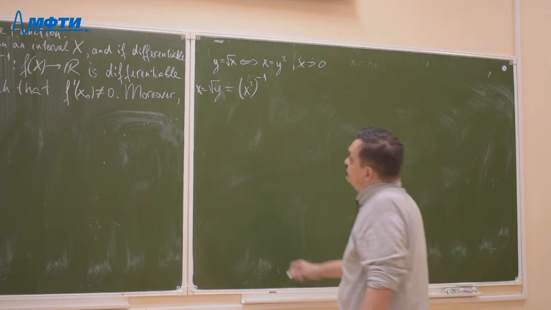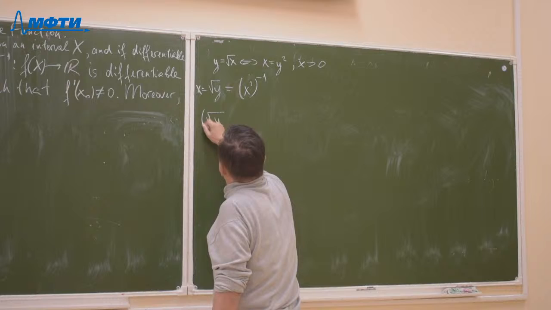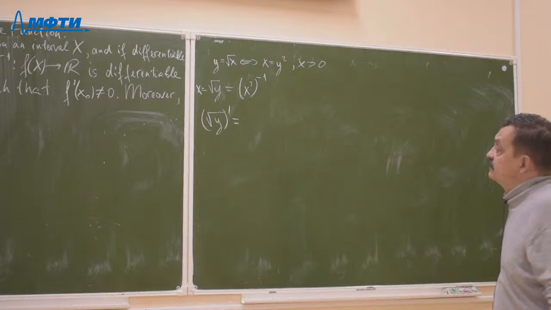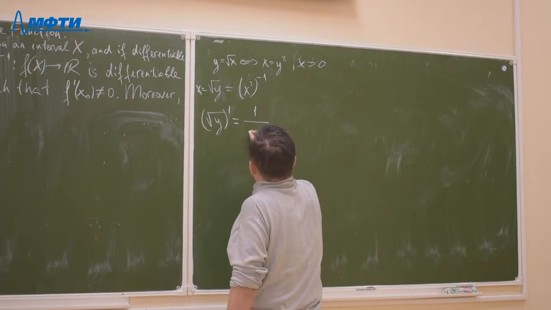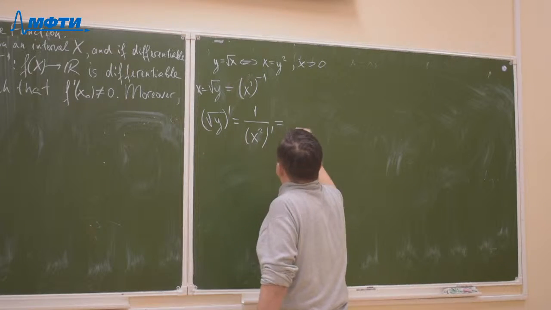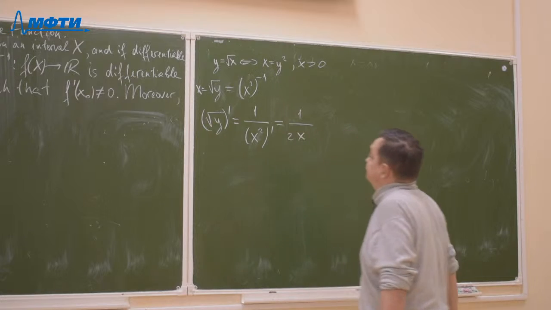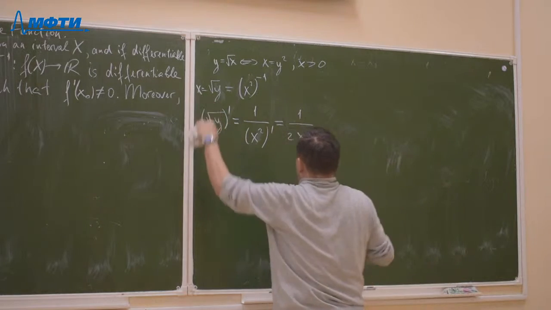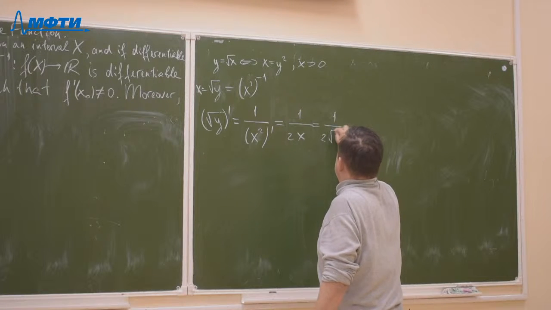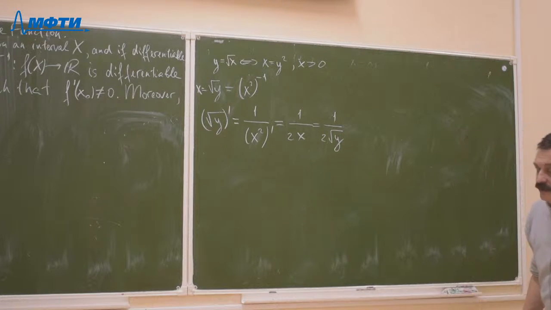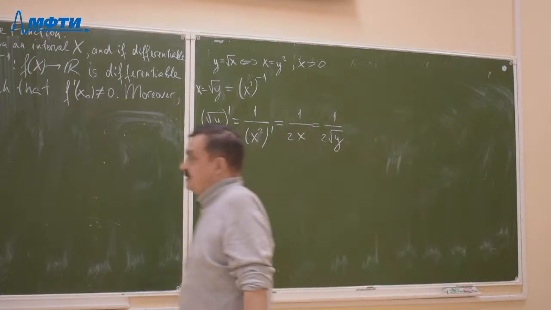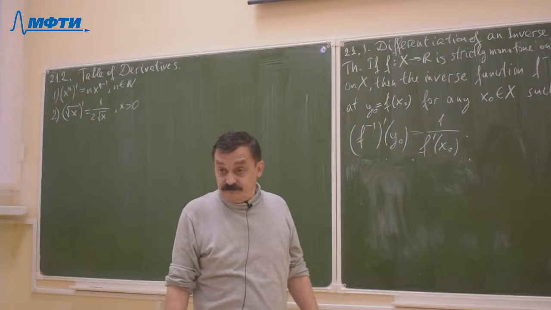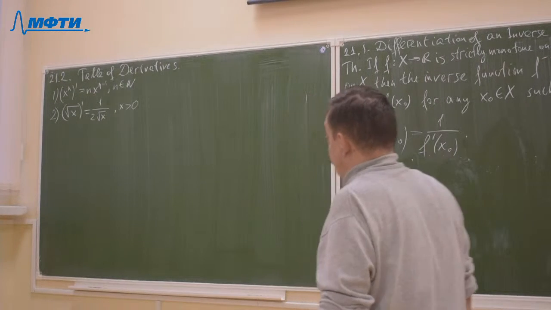So the derivative by the equality is 1 over (x squared) prime, 1 over 2x. And what is x? x equals square root of y, and it gives us 1 over 2 square root of y. And that is precisely the equality from the table, right? And that is how it works.